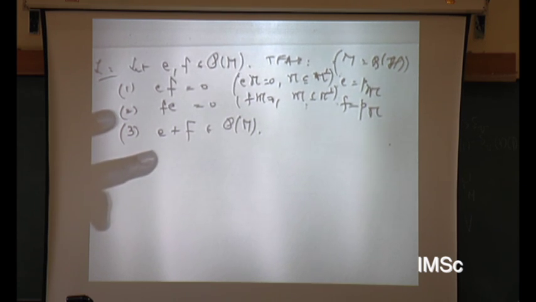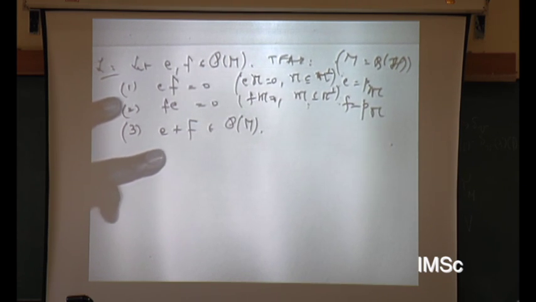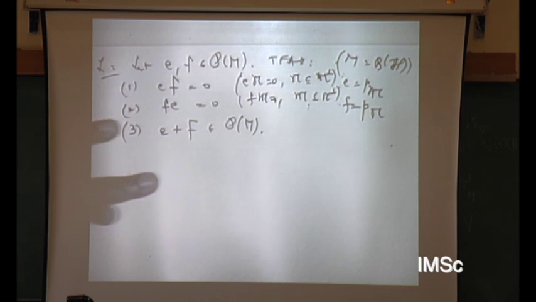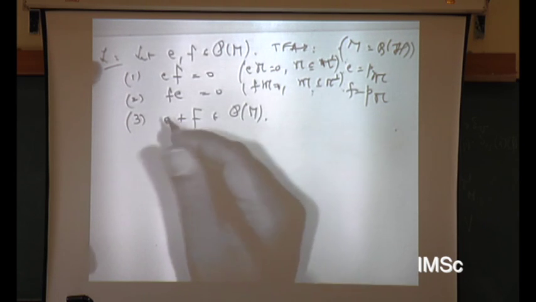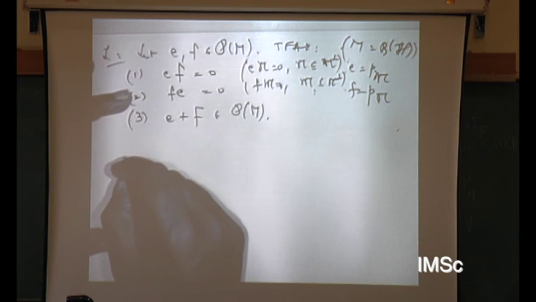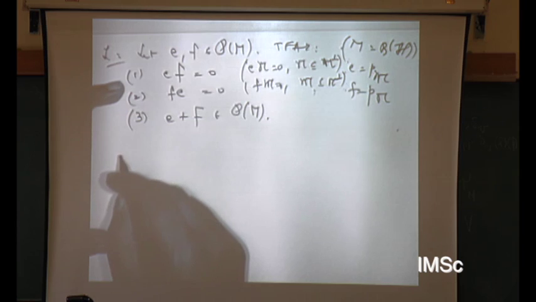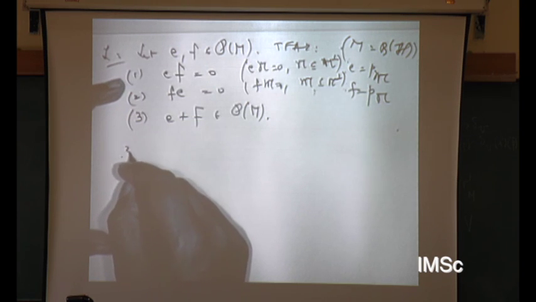And if E plus F is supposed to be a projection, this must have norm less than or equal to 1. That means the norm of E xi plus F xi. Let's prove 3 implies 1.